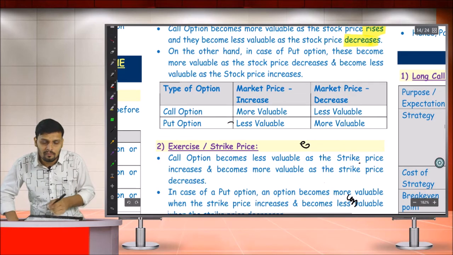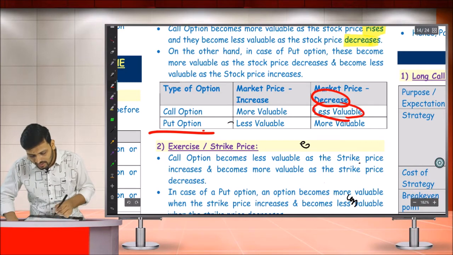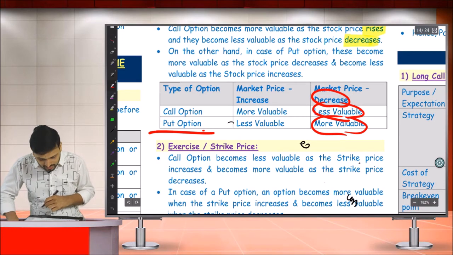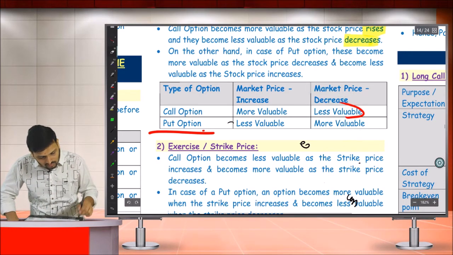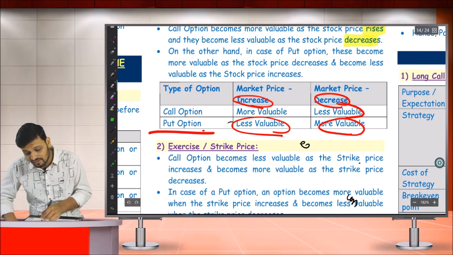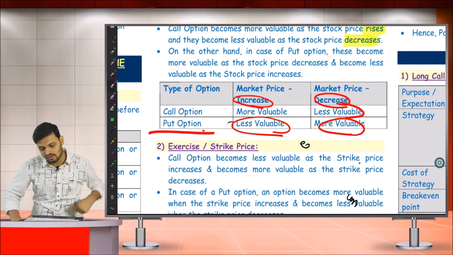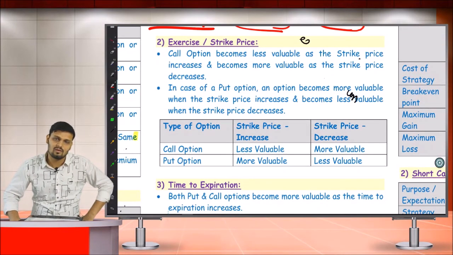It is obviously the opposite for put option. When market price decreases, it will become less valuable, and when market price increases, it becomes... No, I think I made a wrong conclusion. Sorry. Put option will become less valuable if the market price increases, and it will become more valuable if the market price decreases. Right. Next is your exercise or strike price.